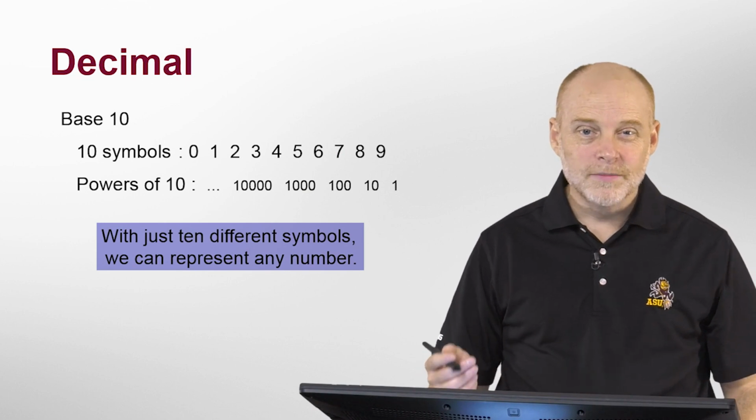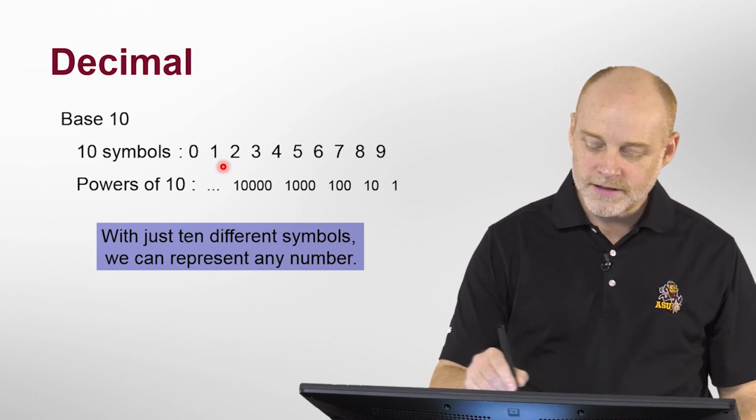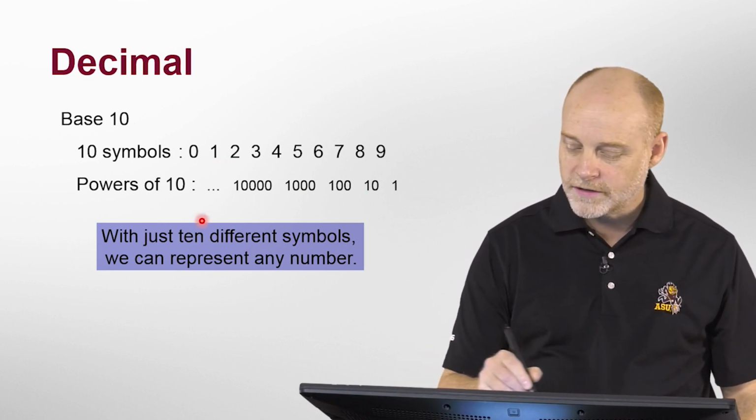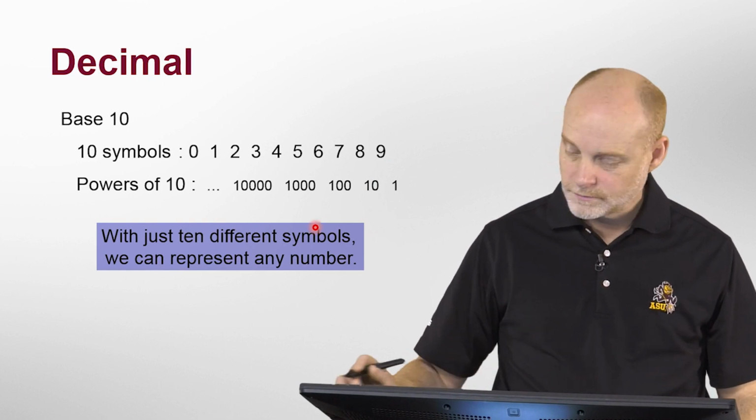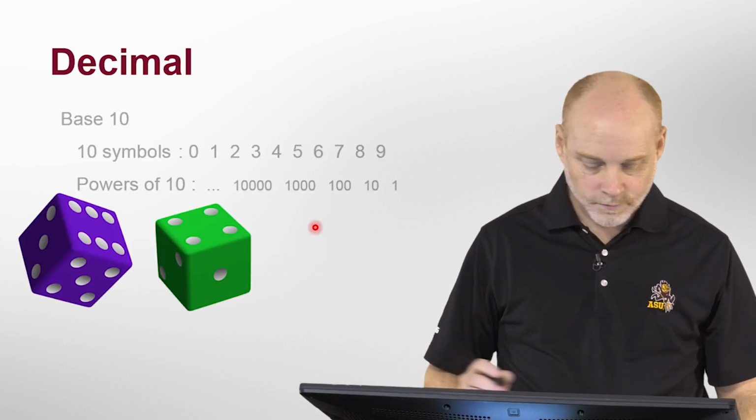And the amazing thing about this numbering system is that with just these 10 symbols arranged according to this pattern, we can represent any number. And we can take a look at that.